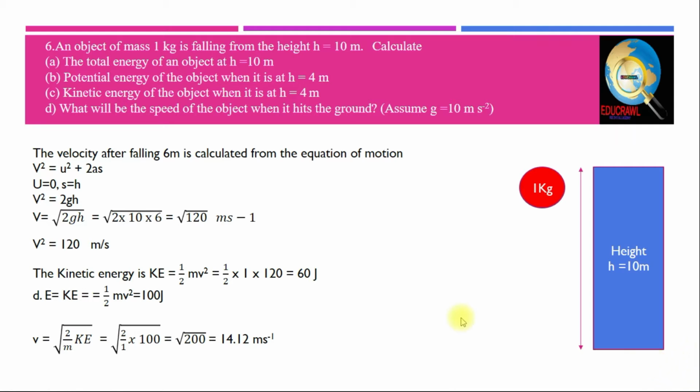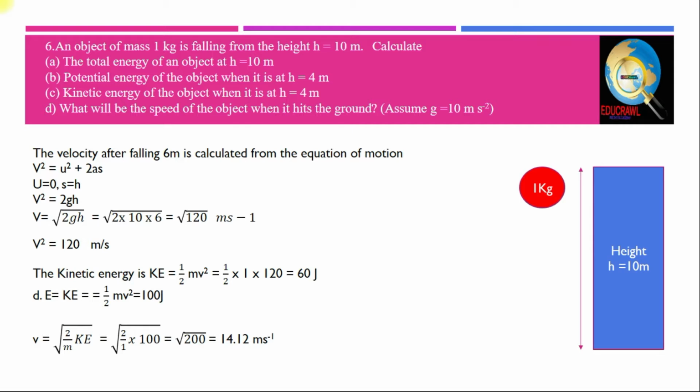When the object hits the ground, it will have only kinetic energy because at the ground it will not have any height. When any object has height, it will have potential energy. When the object touches the ground, the height will be 0. So it will not have potential energy. Purely it will be kinetic energy. So the total energy, again, will be a constant only. In the first case we found the total energy as 100 joule. So in the last case it will be 100 joule only. So the total energy is equal to 100 joule.